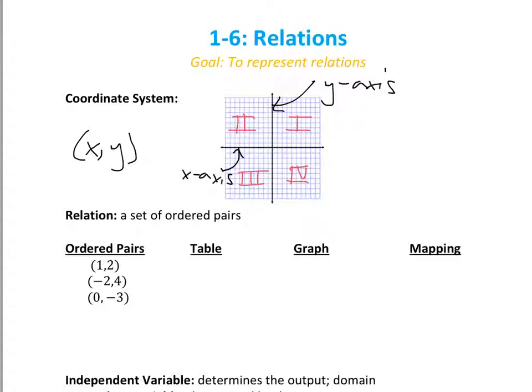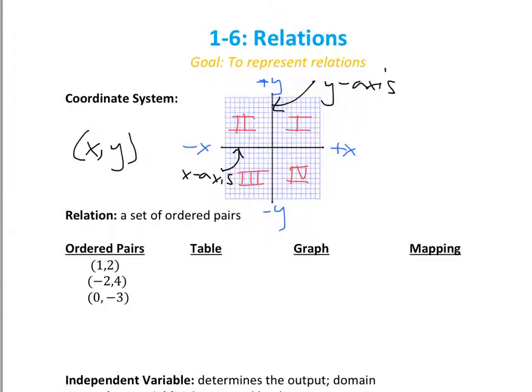So our x's and y's: to the right is positive x, to the left is negative x. Up is positive y, down is negative y. That's the general idea of the coordinate system, so we can plot points based on this two-dimensional plane.